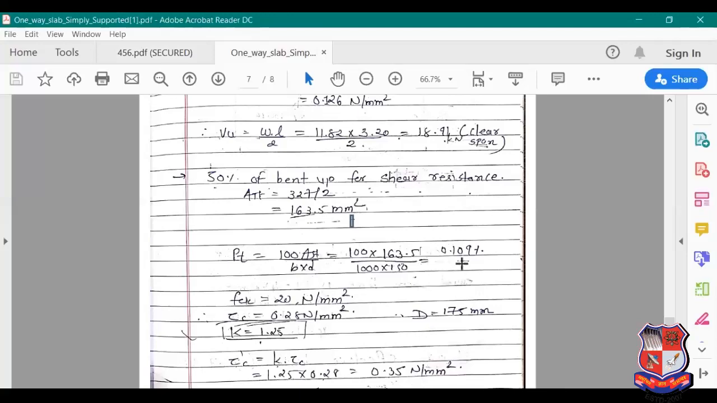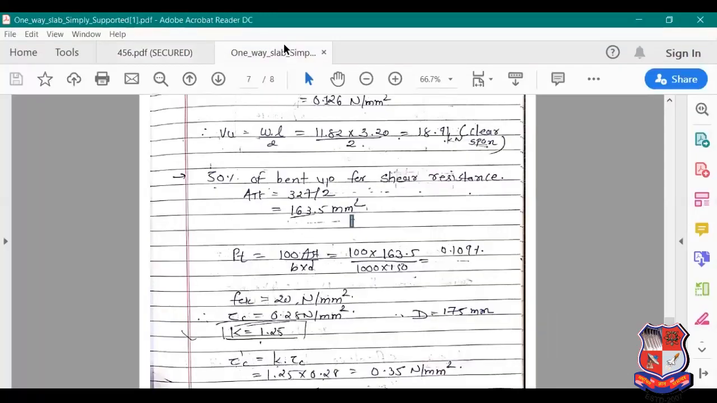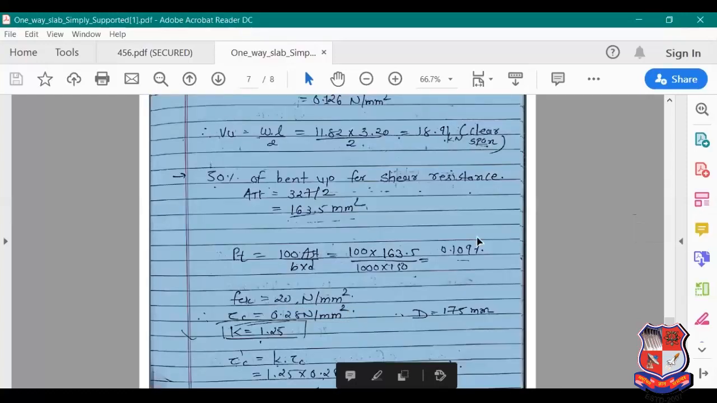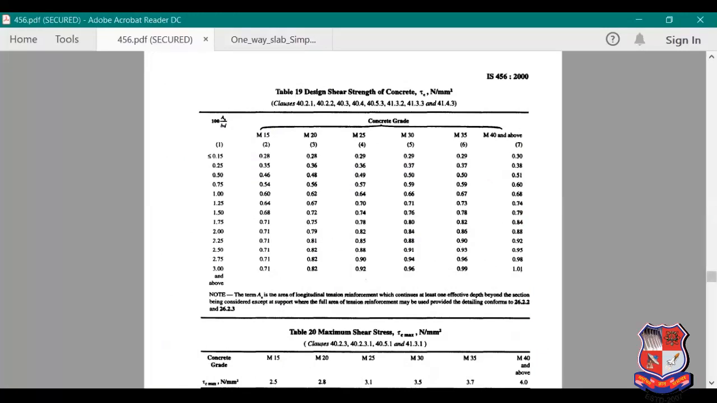Then I found that PT is equal to 0.1, and my Ast is equal to 163.5 mm square. fck is 20 and tau c is 0.2. So let's check it. It's 0.1, and my concrete grade is M20, so it is 0.2. So I have taken tau c as 0.28 here. It is tau c 0.28. So what is tau dash c? Tau dash c is given on the previous page.